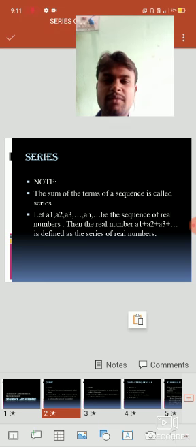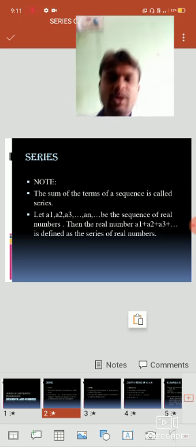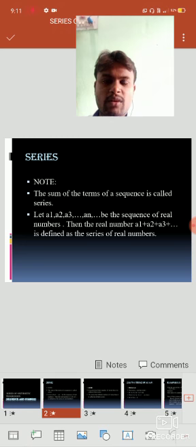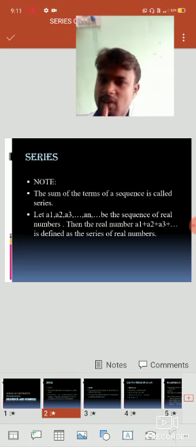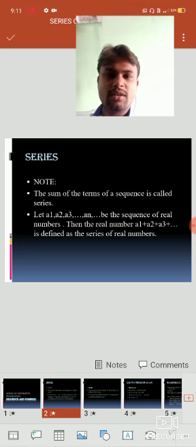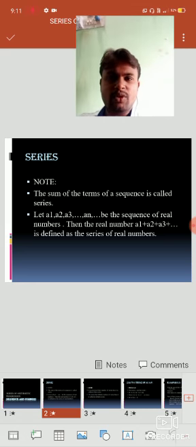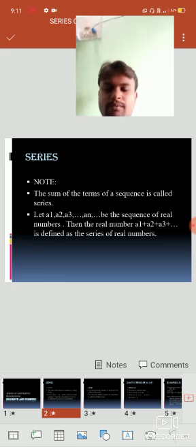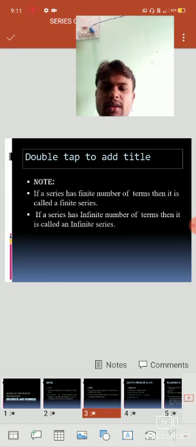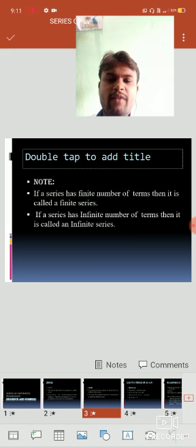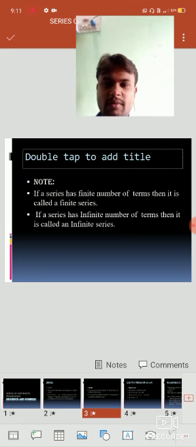So the basic concept, note: a sequence is a1, a2, a3, up to etc., going to infinite terms, but the sum of the terms of a sequence is called a series. So the sum of the series is a1 plus a2 plus a3 plus up to an. Next, if a series has a finite number of terms, then it is called a finite series.